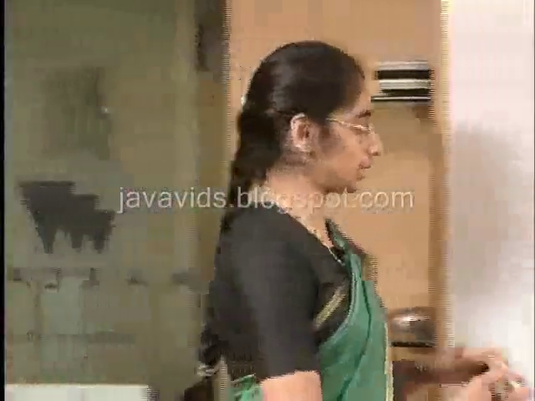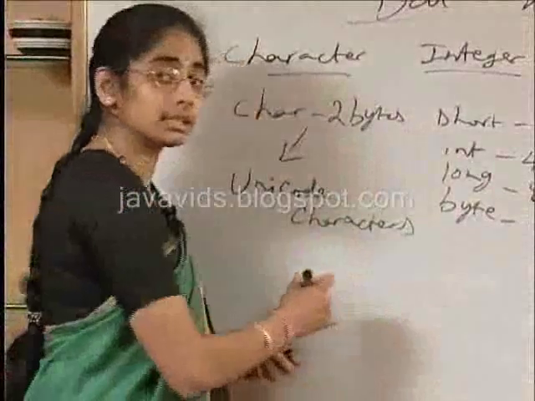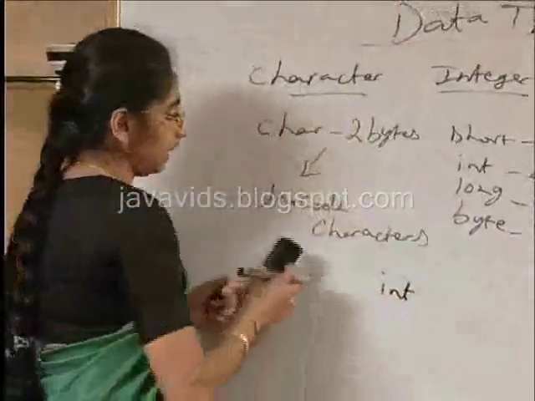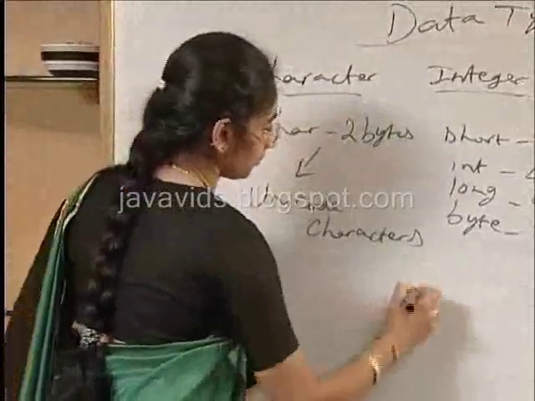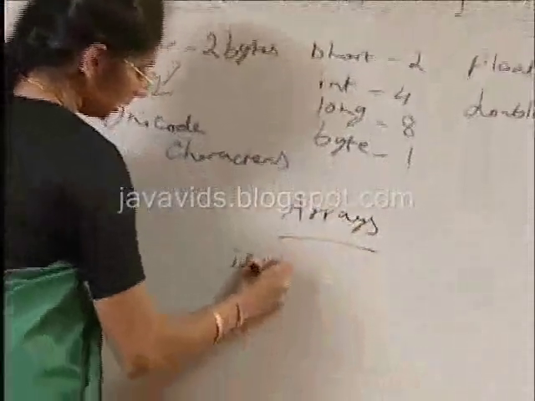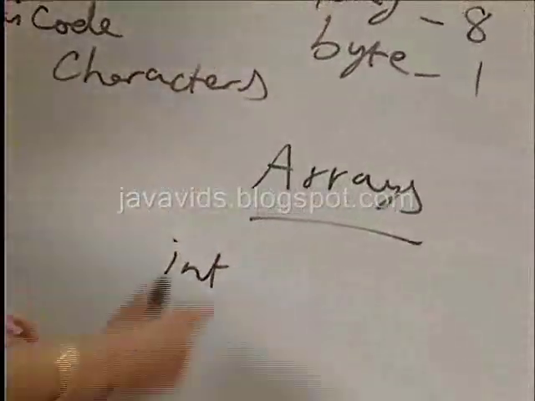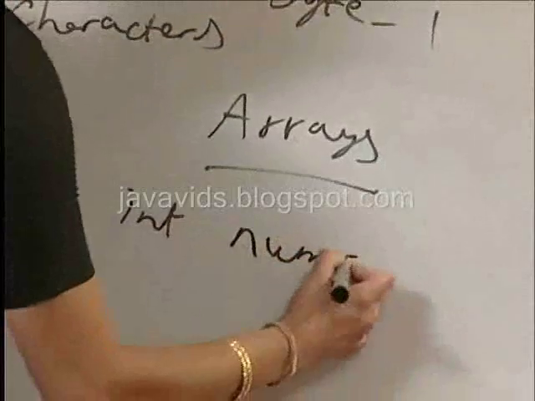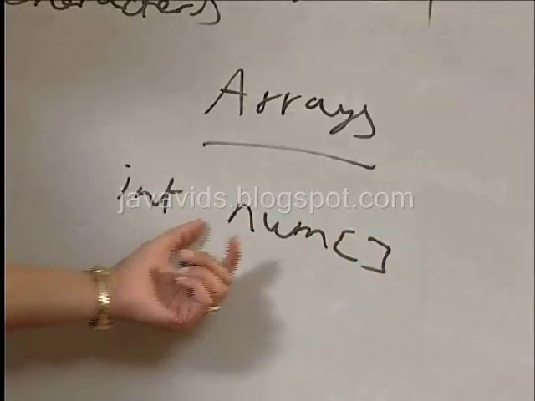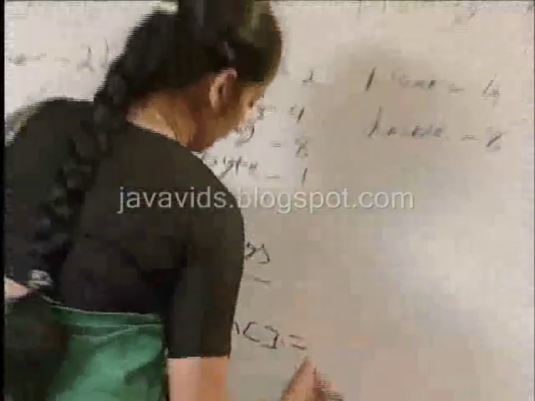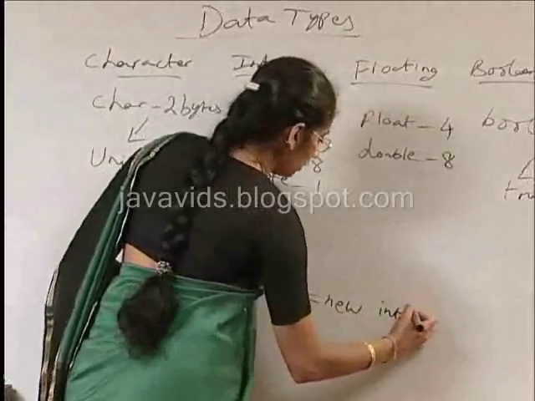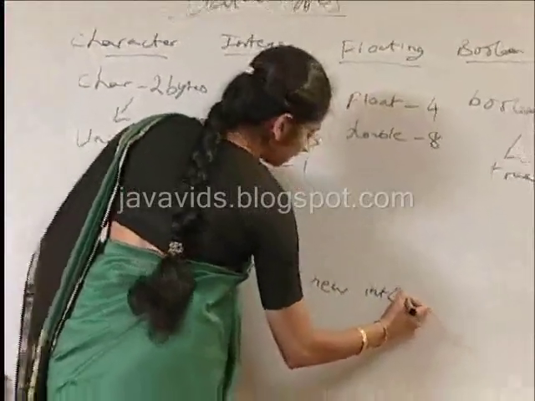We have arrays. Arrays are objects in Java. So if you want to create, for example, an integer array, you would create it likewise. For example, int num, and this bracket can be placed either after or anywhere before. Is equal to, you need to say new int followed by how many elements are in the array.